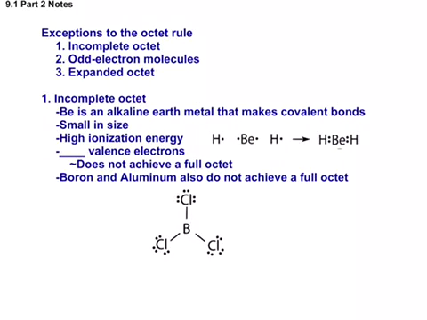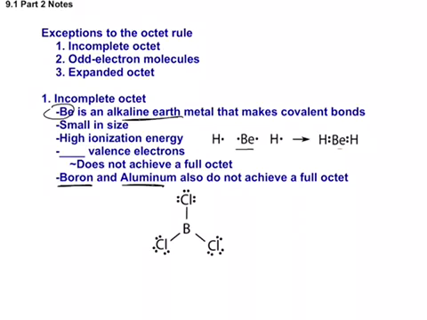So these are my personal favorite rule breakers here, and these are the exceptions to the octet rule. We can have either incomplete octets, odd electron molecules, or expanded octets. An incomplete octet is exactly that. It is an octet that has fewer than 8 electrons in it. So beryllium, boron, and aluminum all can be short on this octet rule. Beryllium is really small, and it makes covalent bonds, even though it is an alkaline earth metal.